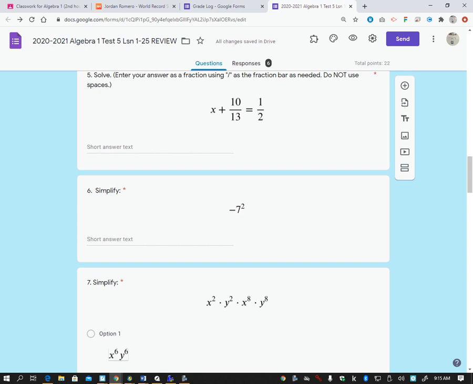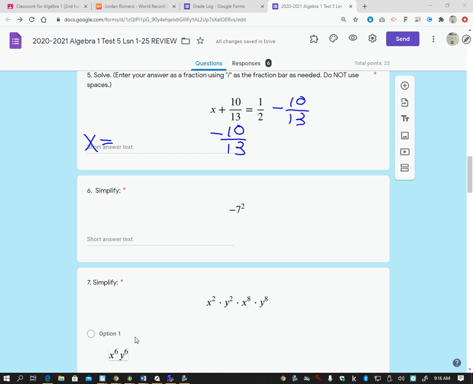All right, solve. Enter your answers as fractions using a division sign as the fraction bar as needed. Do not use spaces. So she's telling you here how to put it in so that it shows out as the correct answer. Okay, so we have x plus 10 thirteenths equals 1/2. We want to solve for x. We want x equals. All right, in order to solve for a variable, we have to do what? Isolate it, and in order to isolate it, we have to do the opposite operation, right? So what operation is happening there? Addition is happening, so the opposite is subtraction. So we need to subtract 10 thirteenths, right?